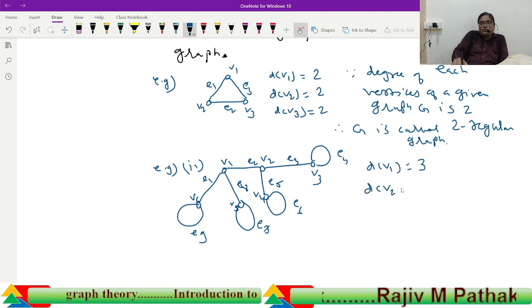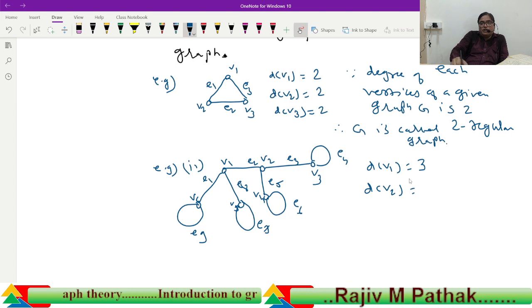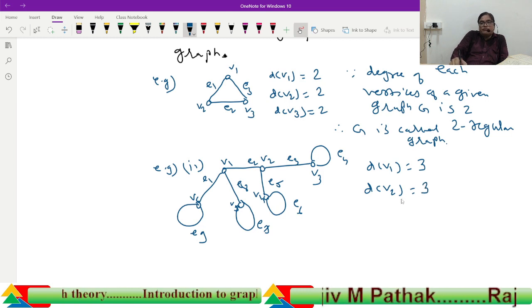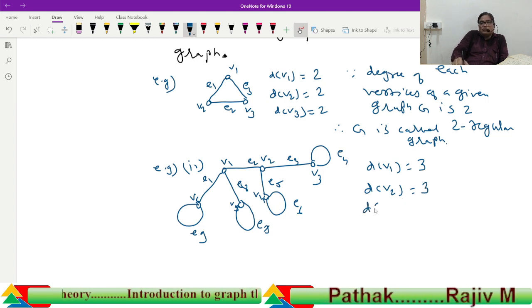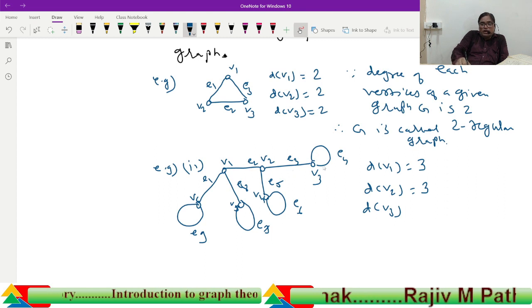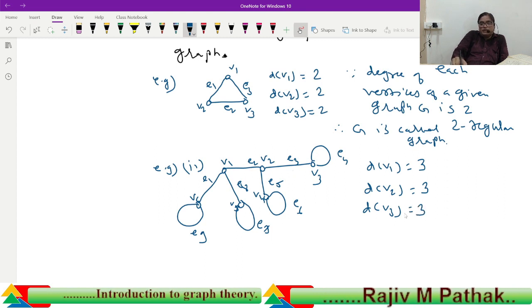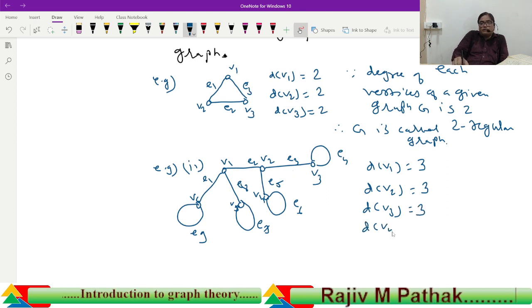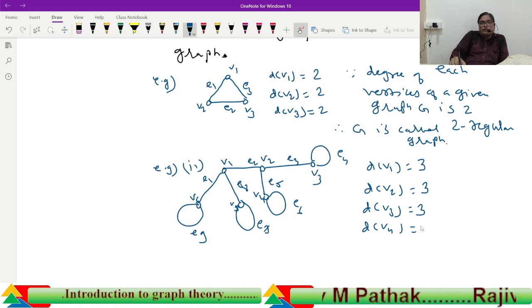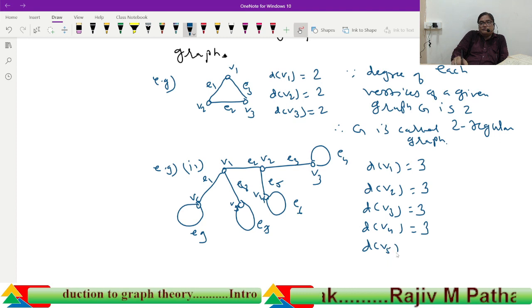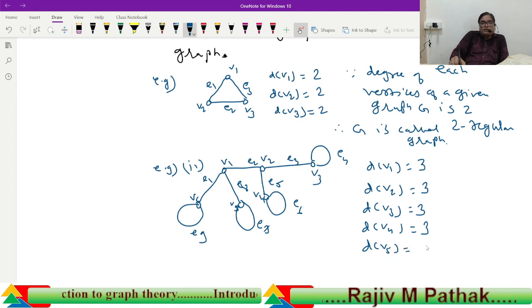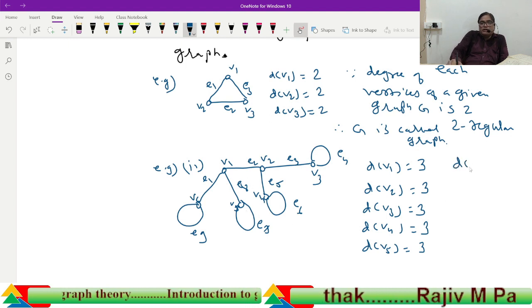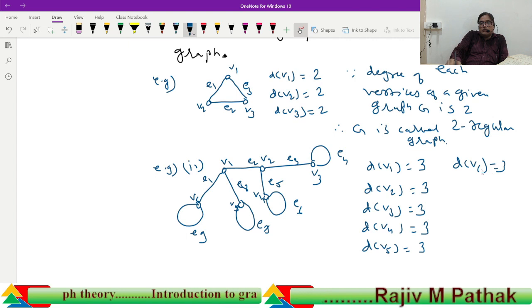Degree of V2 is 1, 2, 3. When you observe this graph carefully, you will get the degree. So degree of V3 is 1 and 2 for the loop, that is 3. Degree of V4 is here 3. Degree of V5 is here 3, 1 and 2 for the loop. Degree of V6 is 3.